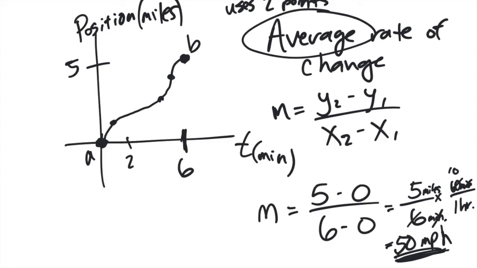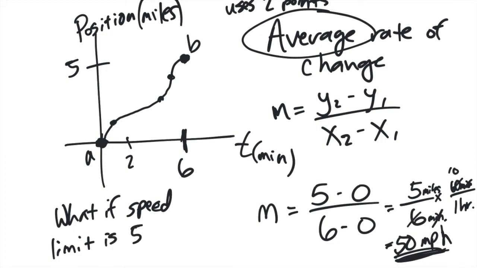All right, so here's a question to consider. What if the speed limit is 55 miles an hour on that stretch? Does that mean that you were never speeding? Okay, and hopefully you're thinking about the different possibilities there, and the answer there would be no. You could have been speeding at certain times. It just means your average speed as a whole was not more than 55 miles an hour.